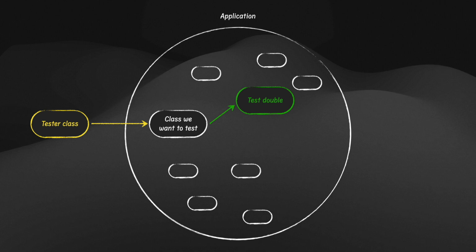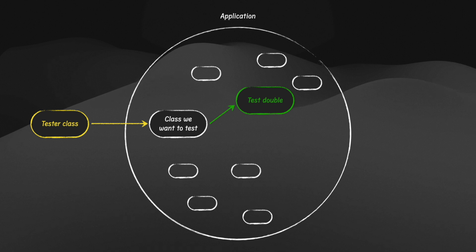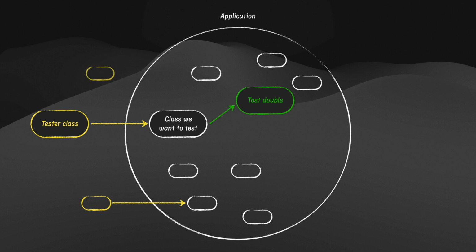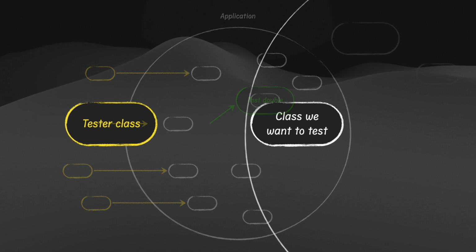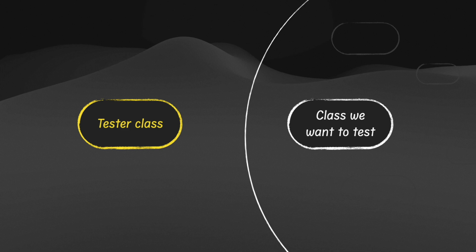A test double empowers our tester class to give the class we're testing the sense that it is running in production, when really it is isolated from everything around it in our development environment. For every new class we create in our software application, and every existing class we modify, we create a corresponding tester class. Let's take a closer look at the class we want to test and its corresponding tester class.